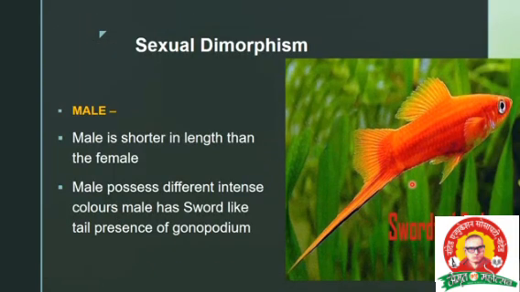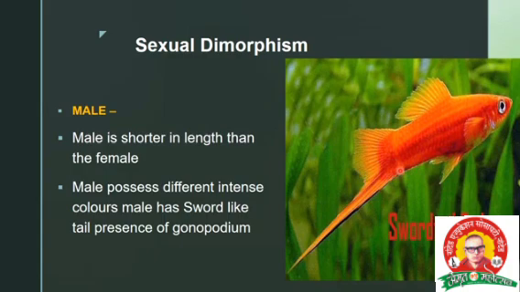Then about sexual dimorphism, it is very easy. Already we completed it in the guppy, because the male being shorter than the female is an important point in aquarium fishes. Okay, sexual dimorphism about the male. Male is shorter in length than the female. Male possesses different, intense color. Male has a sword-like tail and presence of gonopodium. It is a sword-like tail, presence of gonopodium.